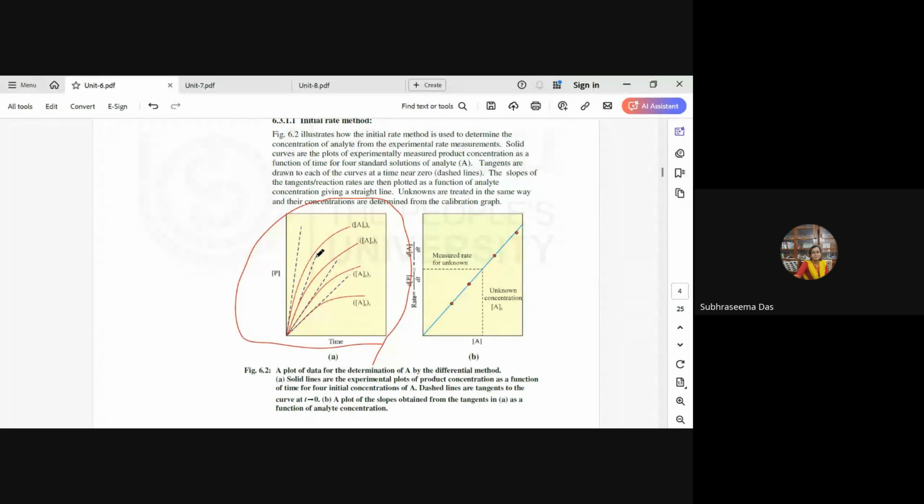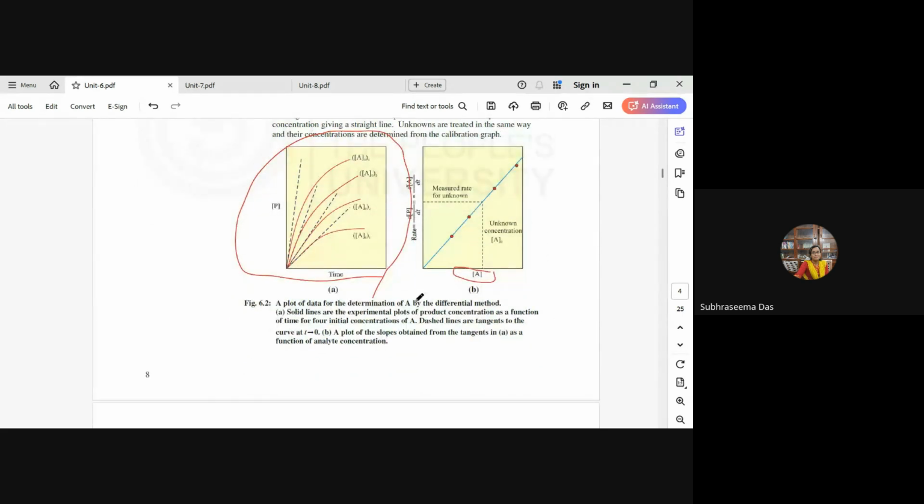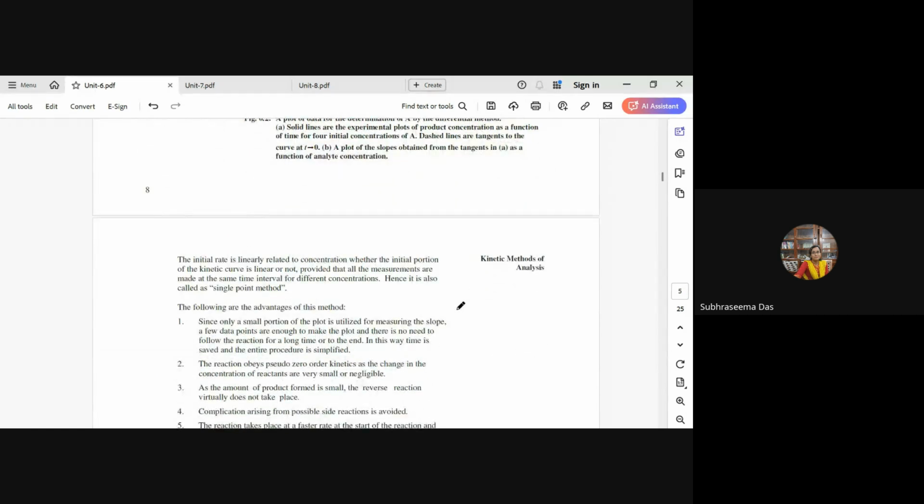From figure 6.2a, we see that at different time periods we have obtained different rates of the reactions. When we draw the respective tangents, the slopes of the tangents are plotted against the reactant concentration, as shown in figure 6.2b. Then from the slope, we can find out the concentration of our reactant. So if we don't know an unknown concentration, it is treated in this way and its concentration is known from this graph, which is sometimes called the calibration graph.